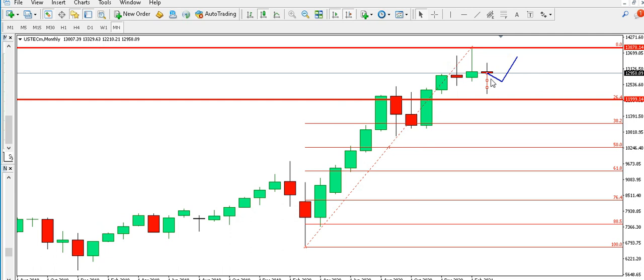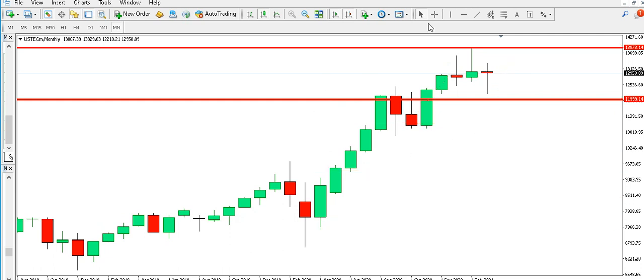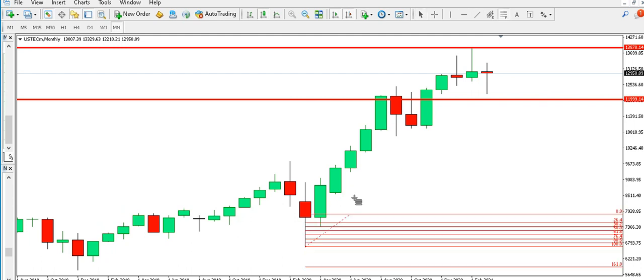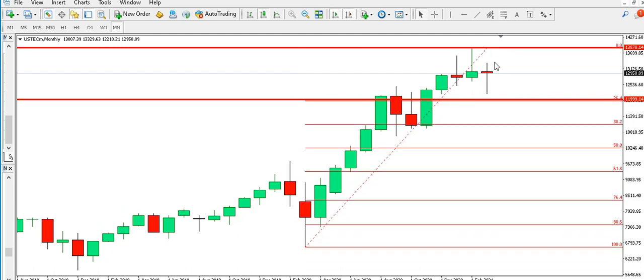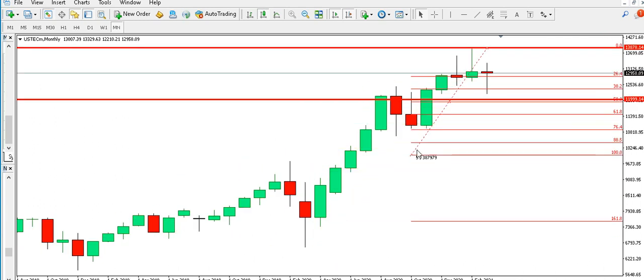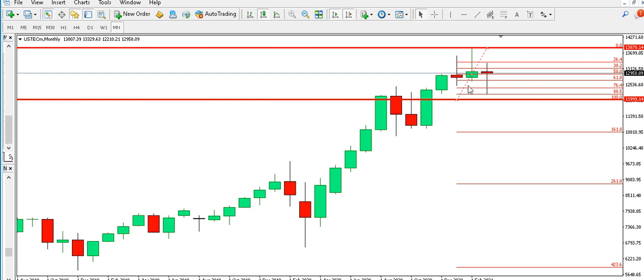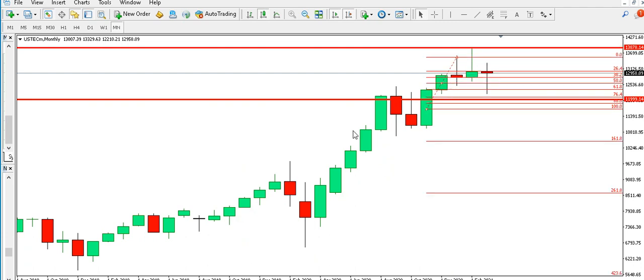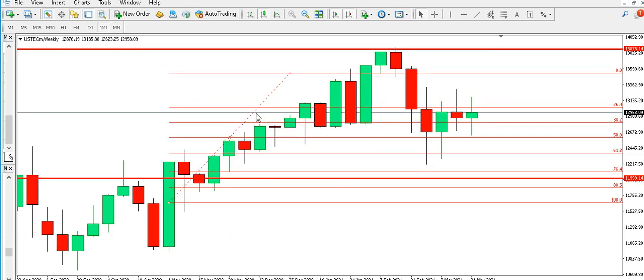Let me remove this. All right, so that's that. I think that's all we need. Price on the monthly time frame is between the 26.4 and the 0 Fibonacci level. So we are going to move down to the weekly time frame and see what price has done, and then try and plot the support and resistance zone.